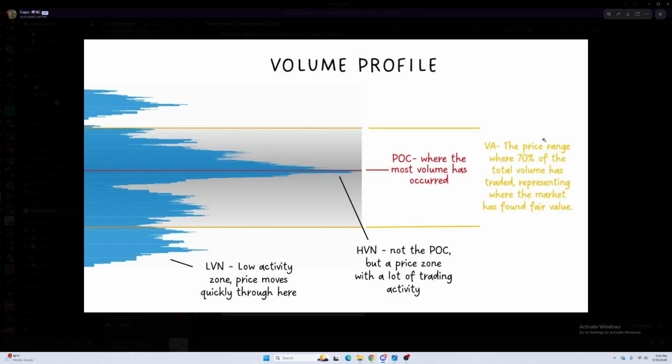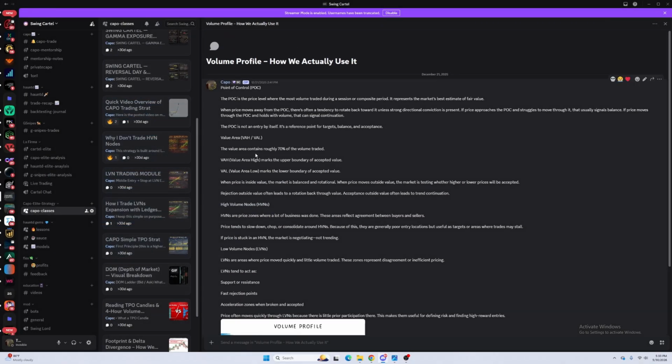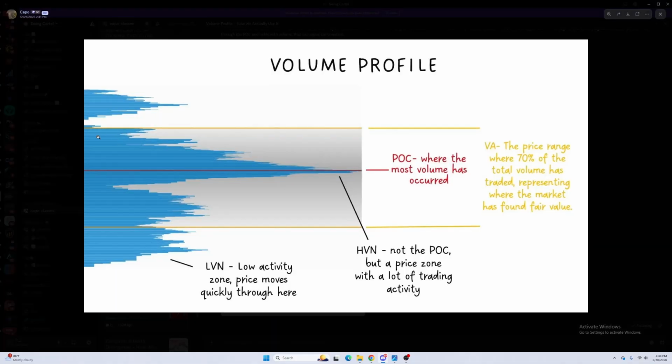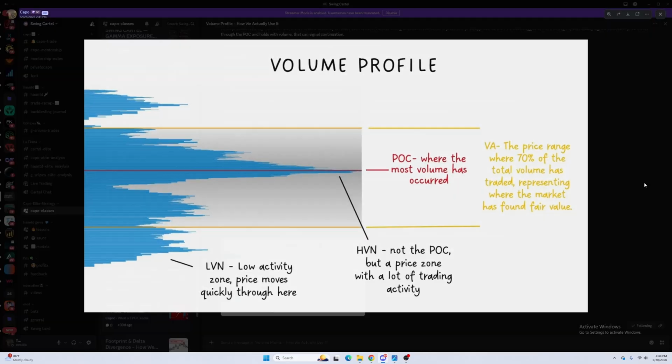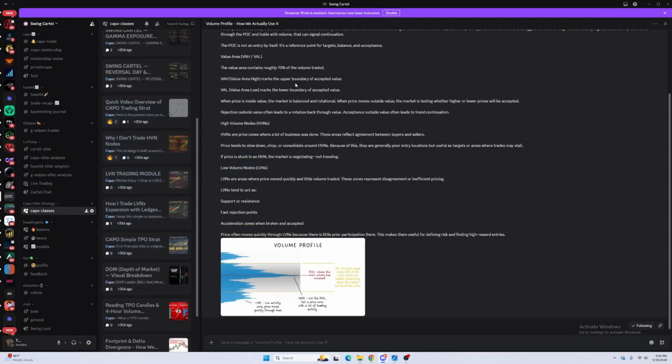We also have our value areas, right? Value areas are going to reflect 70% of total volume that's being traded, representing the market's fair value. The value area high, which is this part up here, marks the upper boundary, and then we have the value area low, which is the lower boundary. Price inside this value means the market is balanced and rotational. When price moves outside of the value, it's testing if higher or lower prices will be accepted. Rejection outside often leads to a rotation back into point of control, leading to chop, right?